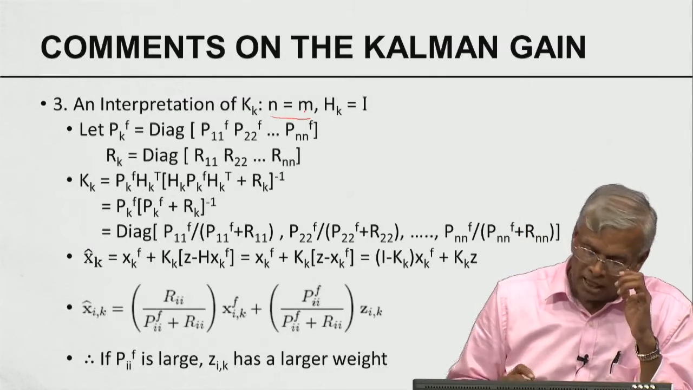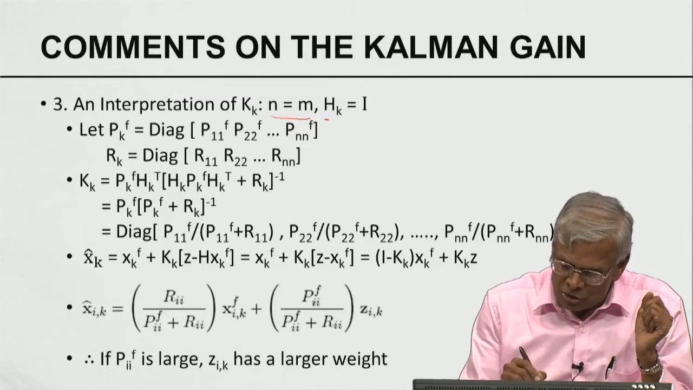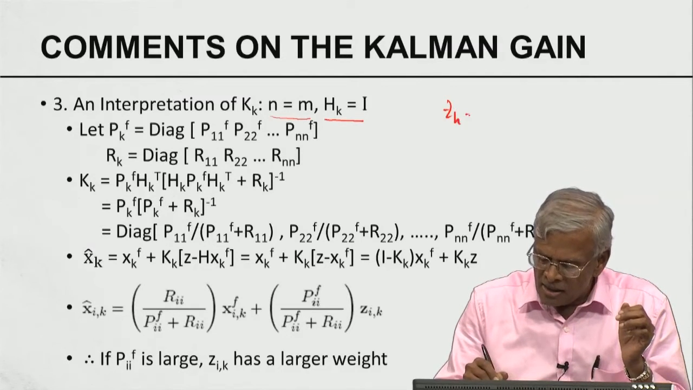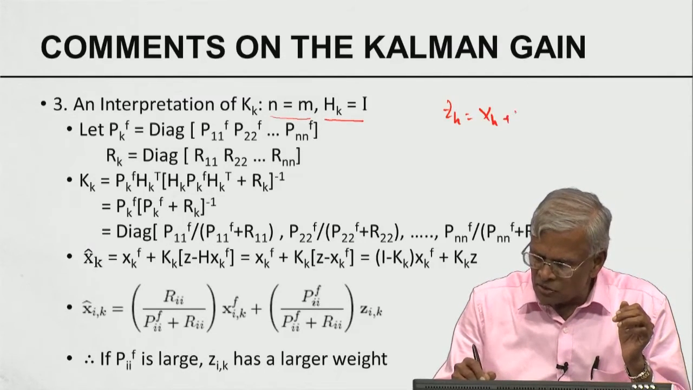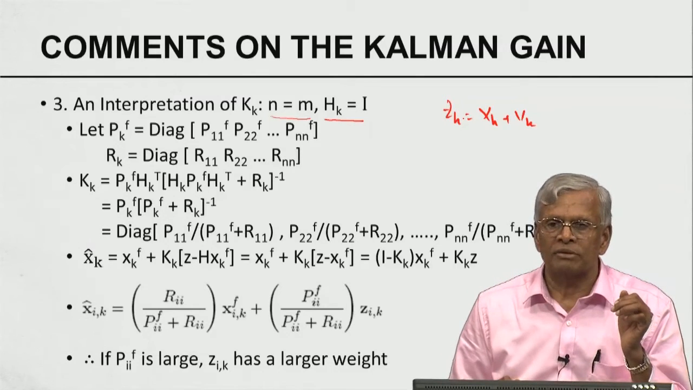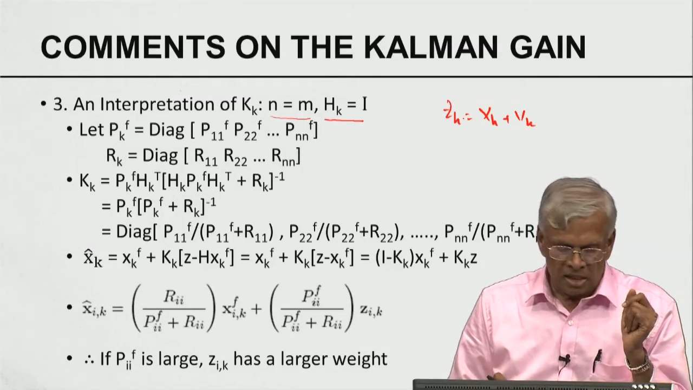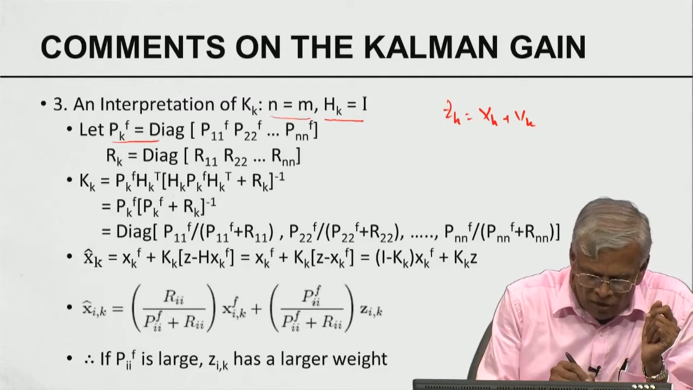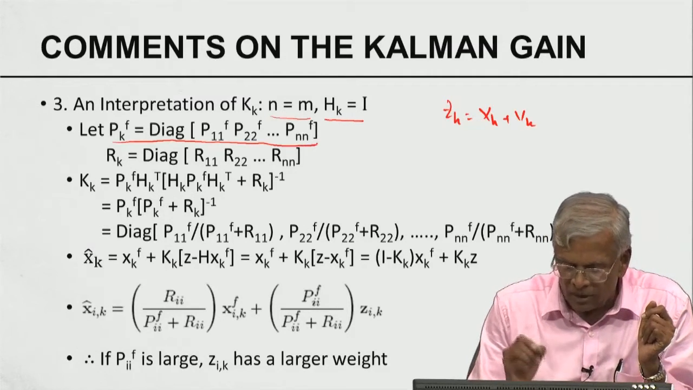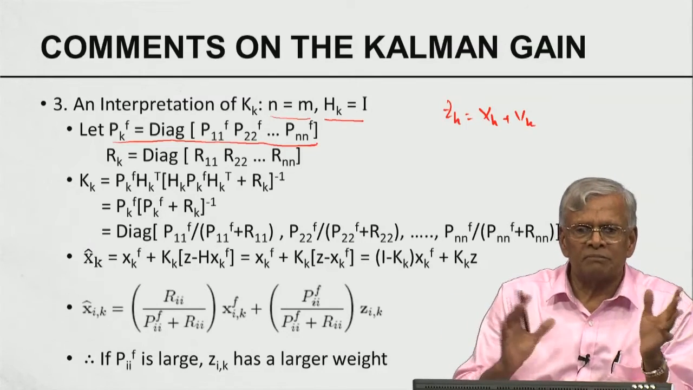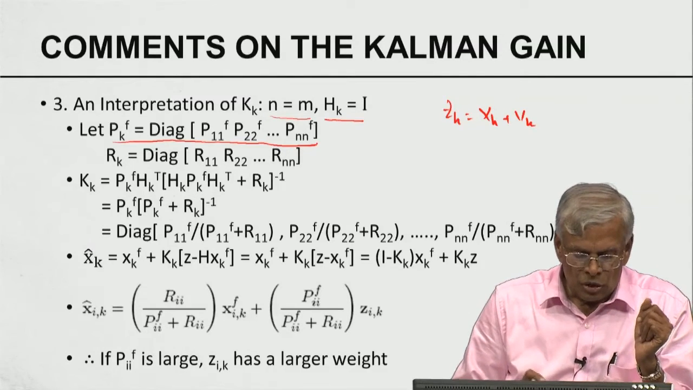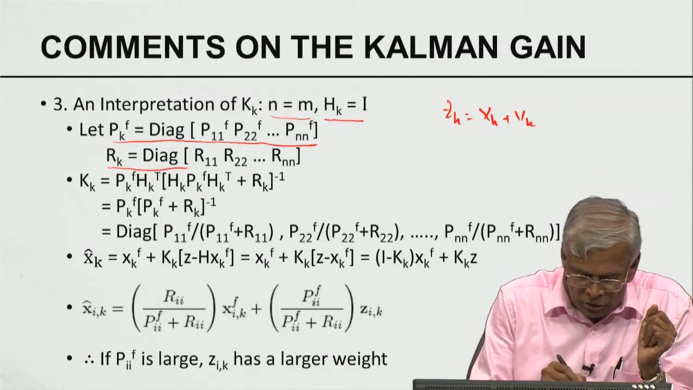Let us assume m is equal to n. Let us also assume H_k is equal to I. What does it mean? My z_k is equal to x_k plus v_k because I am measuring the state itself. That is a very simple case. Let us also assume my forecast covariance is diagonal. In general it may not be, but I am trying to interpret things, so I can specialize many things. So I am assuming R_k is also diagonal.